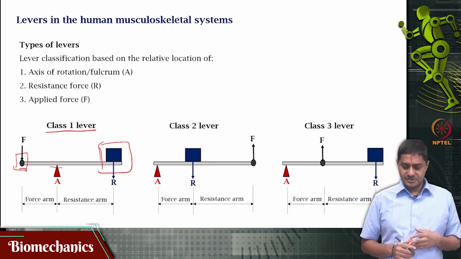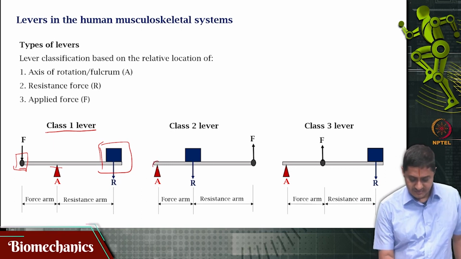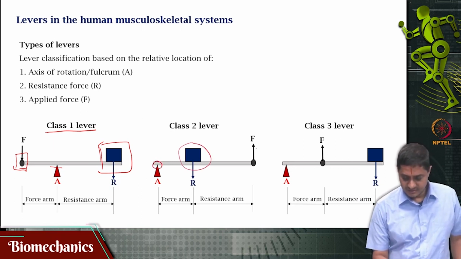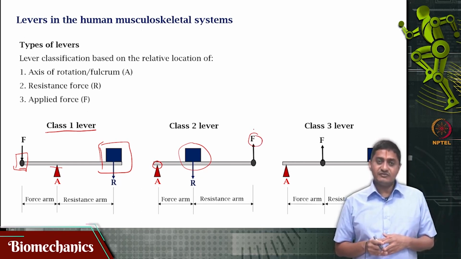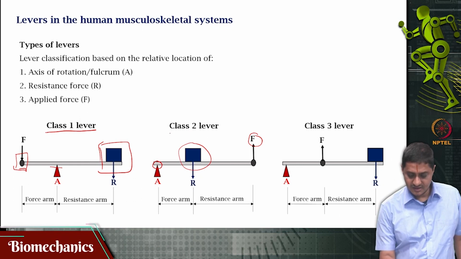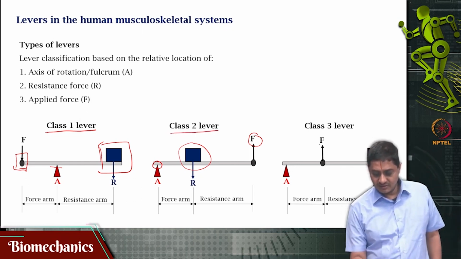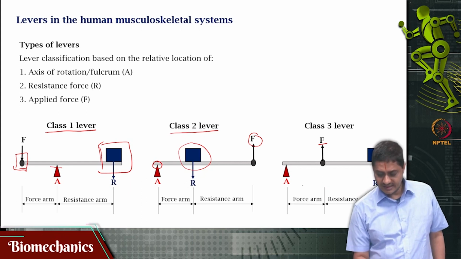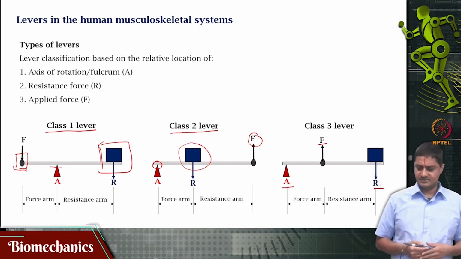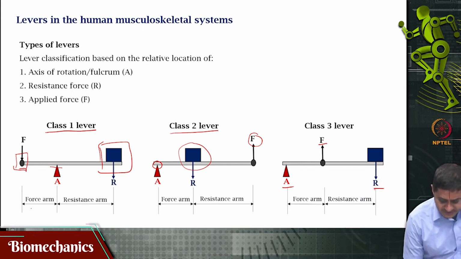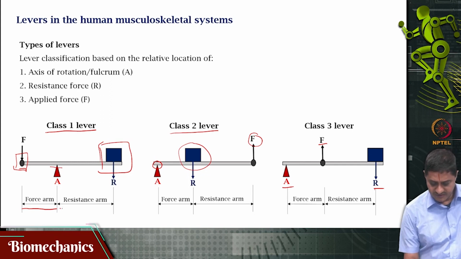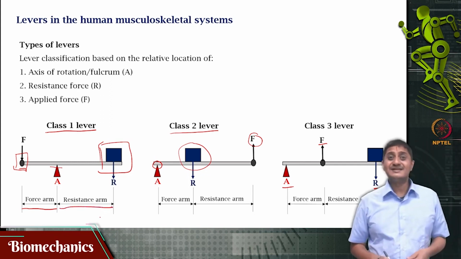A case in which the axis is on one side, the resistance is on one side and the force is on the other, in particular when the resistance is between the force and the axis, is called a class 2 lever. When the force is between the axis and the resistance, it is called a class 3 lever. Many of these things we know from high school. Note the perpendicular distance between the force and the axis is called the force arm, and between the resistance and the axis is called the resistance arm.